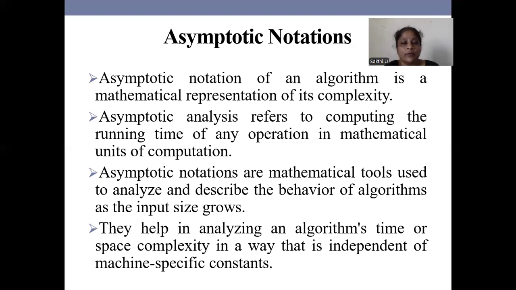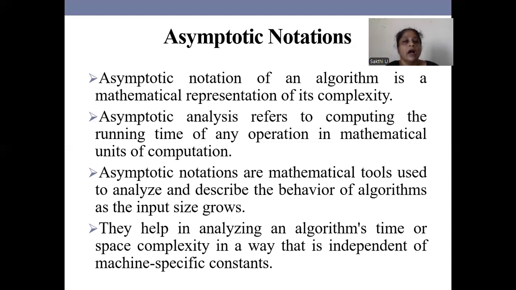Here, time complexity depends on the input size. If the number of inputs n increases, what will be the change in execution time T of n? What will be the growth? If n increases, does T of n increase linearly, quadratically, cubically, exponentially, or with factorial growth? That is the notation of the performance or behavior of an algorithm with respect to input size n, which helps in analyzing an algorithm's running time or space complexity independent of machine-specific constants.